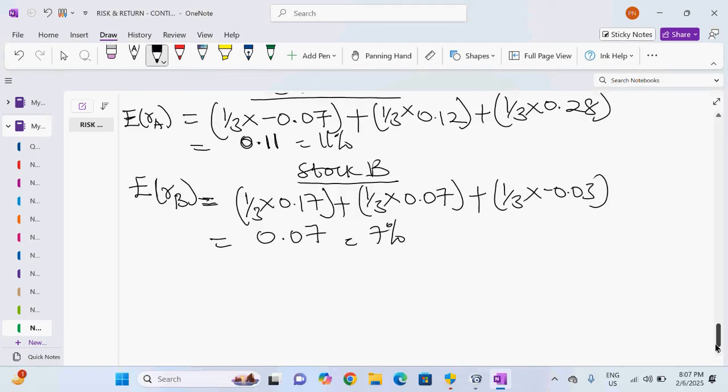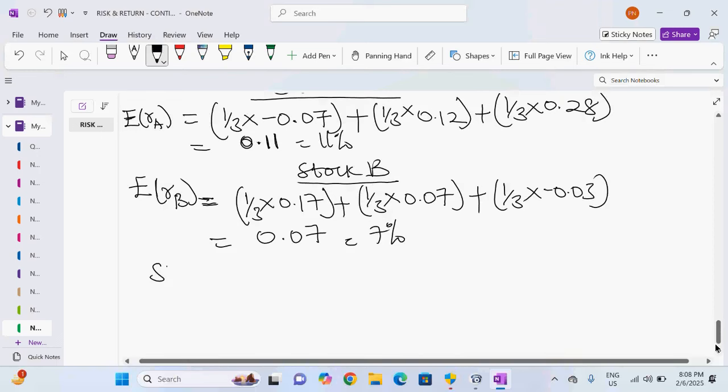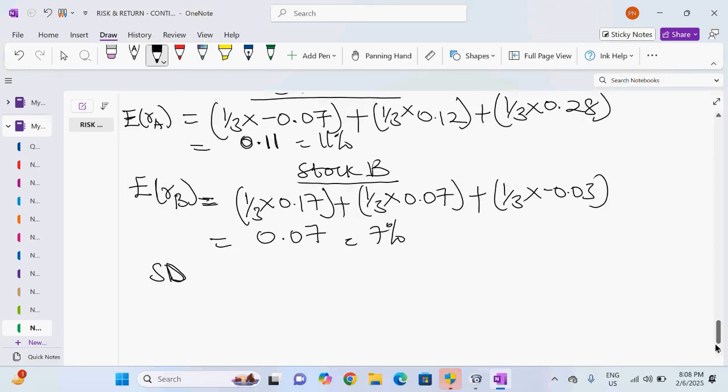We have to compute the standard deviation for each of the securities. All right, so how do you get it? What's the formula for the standard deviation for each of the securities? Can you use square root of variance? Yeah, square root of variance is standard deviation.